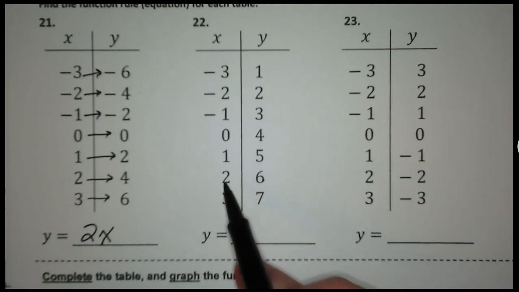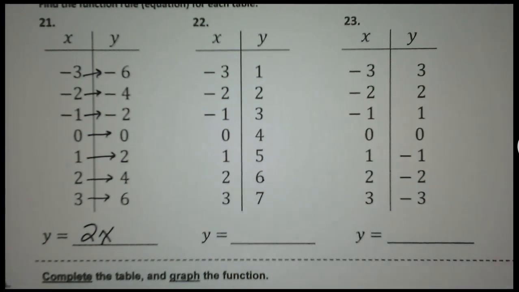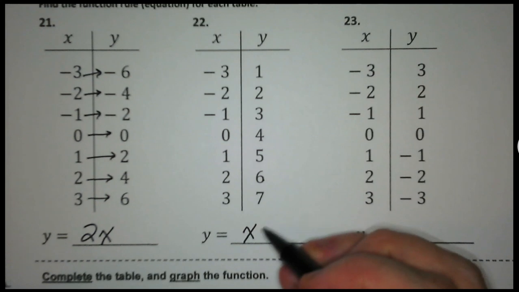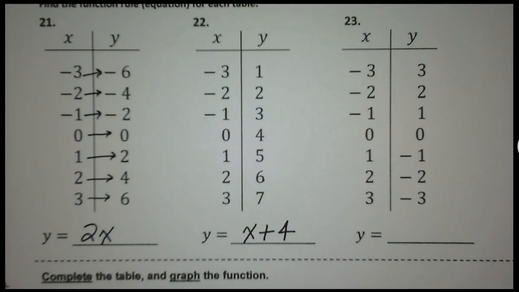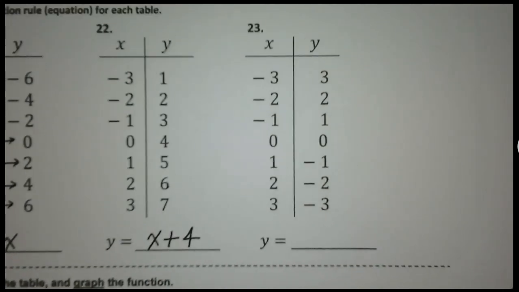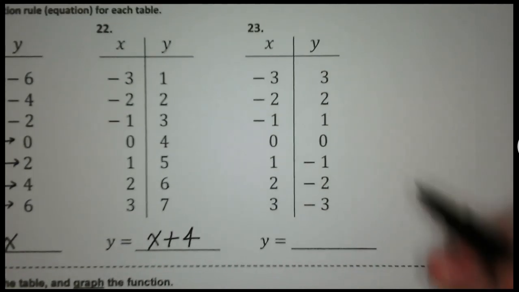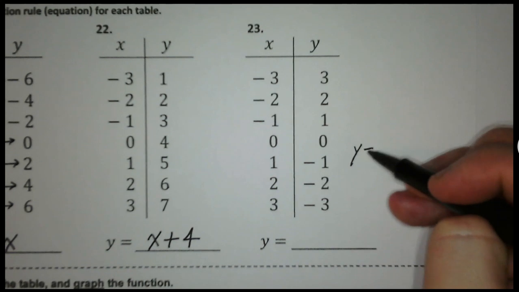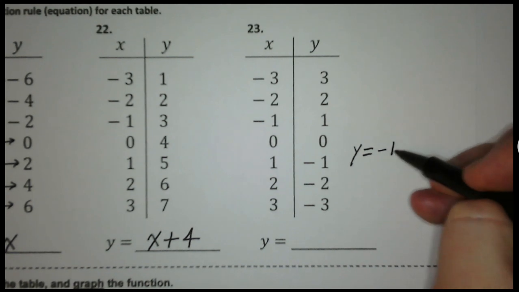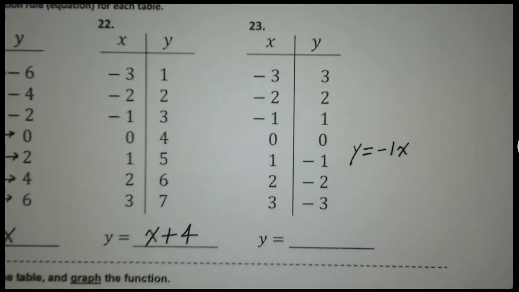But another way a 2 can become a 6 is adding 4 to it. And so does adding 4 hold true? It does. So that makes your answer x plus 4 equals y. Over here, I'm going to write this up here just for a second. It turns out that if you do -1 times the x values, it creates the corresponding y value.